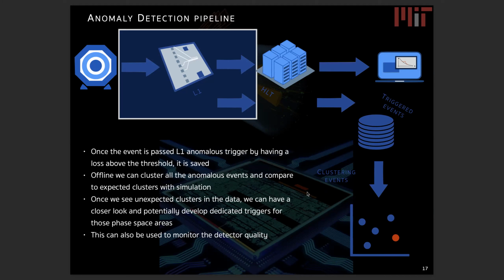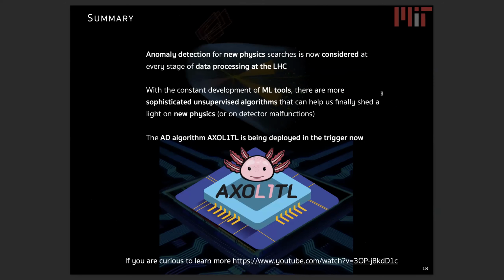However, you can also use this kind of approach to monitor the detector quality, because if something goes wrong in a detector readout, you will also discover anomalies, but they will not be physics anomalies, they will be anomalies because of detector glitches and so on. So this technique has several nice results that you can get from it. So that's anomaly detection, briefly, for searching for new particles at the LHC, and how we use unsupervised machine learning algorithms to do anomaly detection.